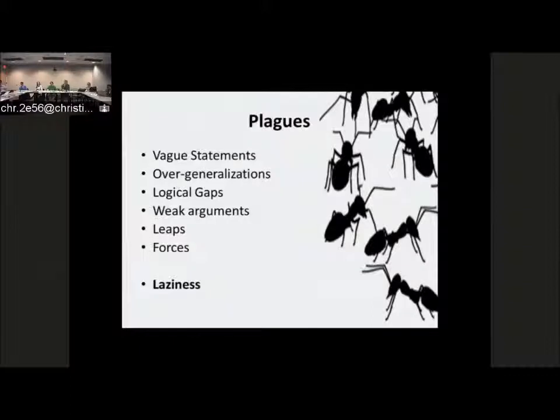The plagues of qualitative data and arguments in qualitative data. Vague statements that have no real grounding. Again, so what? And buzzwords. Oh my God, buzzwords. Stop. Tell me what they mean in the data. Overgeneralizations, logic gaps, weak arguments, leaps, forces, all these things, and just general laziness in qualitative data. Again, it comes down to the point where everyone thinks they can do it because it's qualitative data, just touch and feel. These are the plagues.